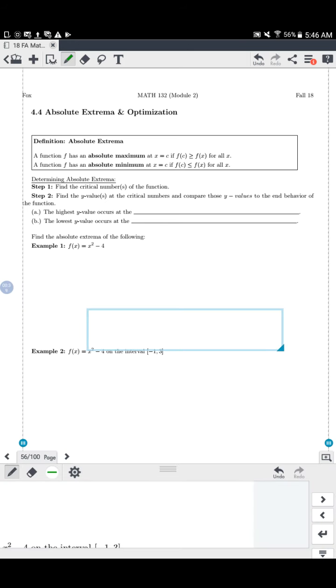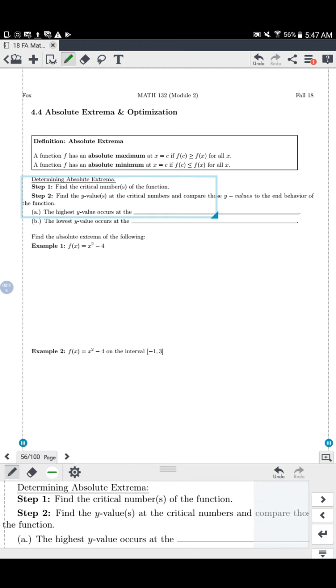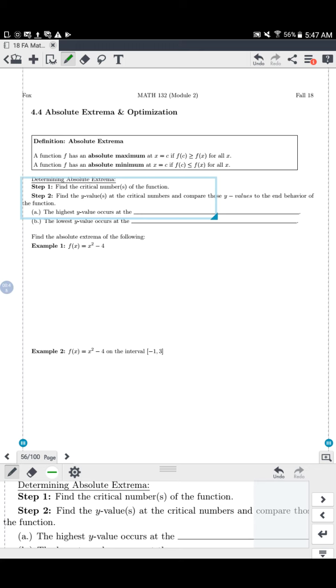So the absolute maximum is the highest y value of the whole function, not just relative to the points around it. Same thing, absolute minimum is lower than all points around it, not just the ones near it. It's lower than all the points. So we can use that here, and we'll find absolute extrema, the lowest and highest points of all, by doing kind of the same thing as before.